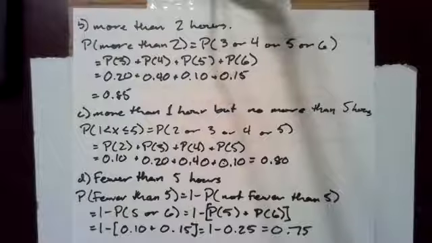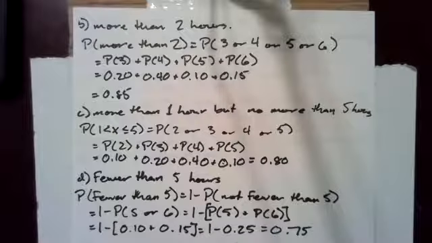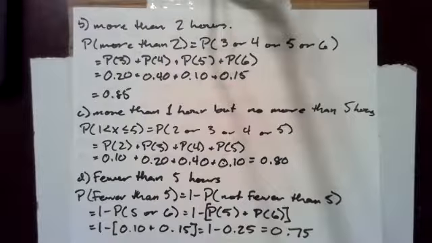Finally, the probability that she works fewer than 5 hours on her homework. Well, the probability that she works fewer than 5 hours is 1 minus the probability that she doesn't work fewer than 5 hours. So the probability that she works 5 or 6 hours. So 1 minus the probability of 5 or 6 is 1 minus the probability of 5 plus the probability of 6. And when we add those probabilities together, we get 0.25. 1 minus 0.25 is 0.75, or 75% chance that she'll work less than 5 hours.